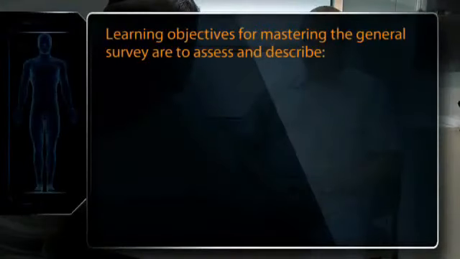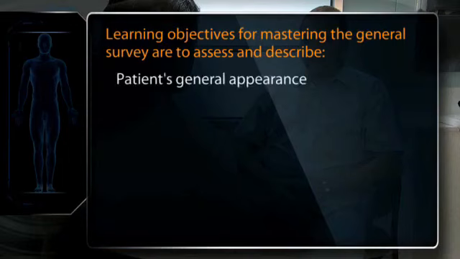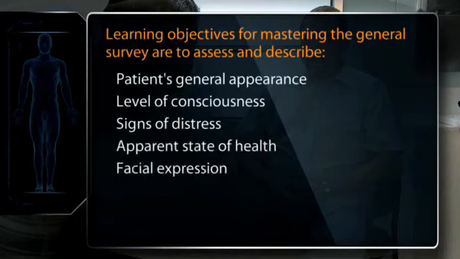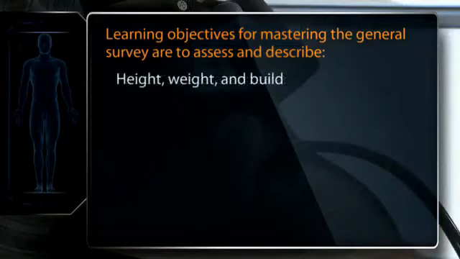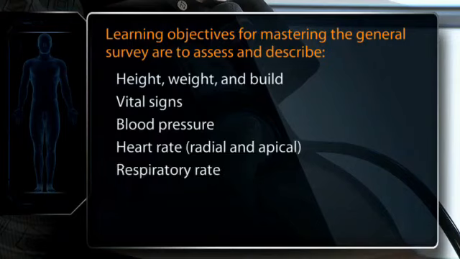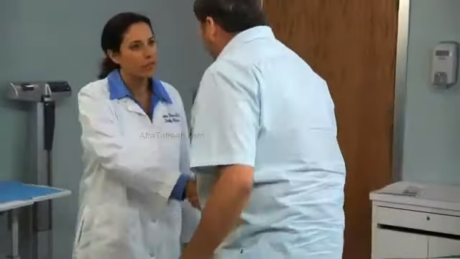Your learning objectives for mastering the general survey are to assess and describe the patient's general appearance, including level of consciousness, signs of distress, apparent state of health, and facial expression; to assess the height, weight, and build of the patient; and to measure the vital signs, including the blood pressure, heart rate, both radial and apical, respiratory rate, and temperature.